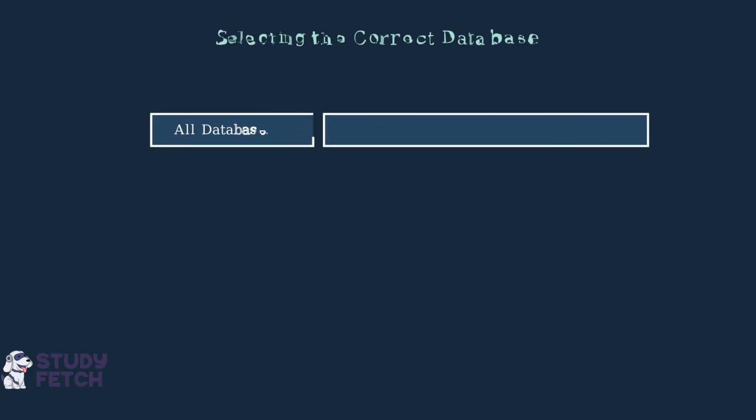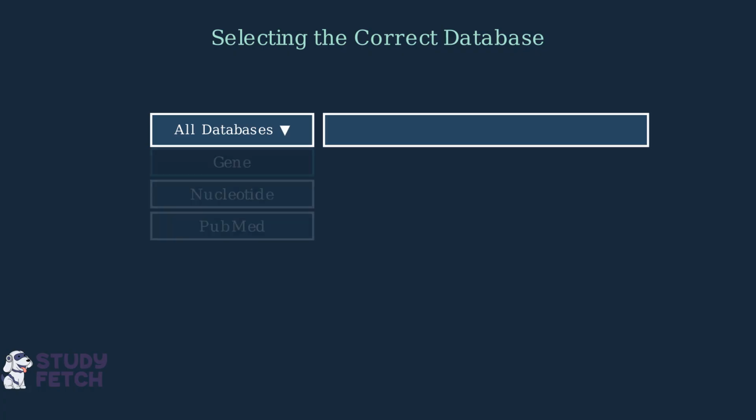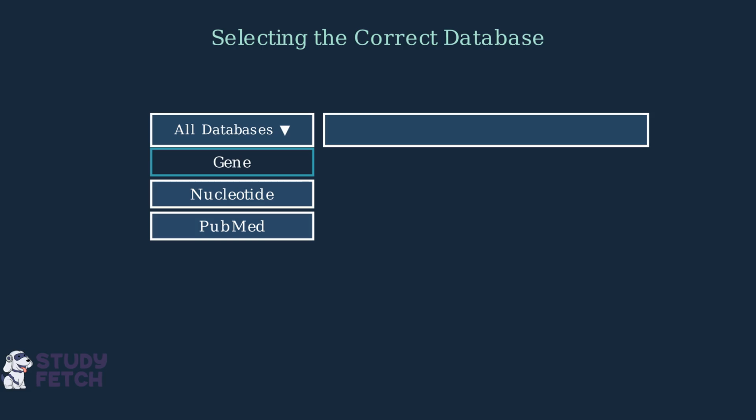Before searching, you need to select the appropriate database from the drop-down menu. For gene searches, select Gene Database. For direct sequence access, choose Nucleotide.